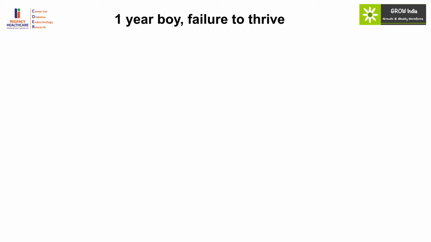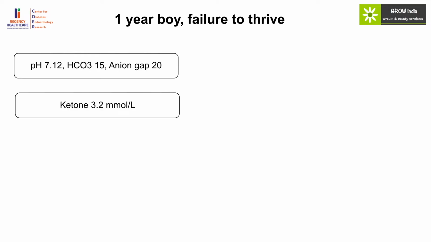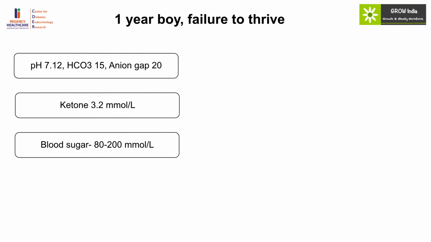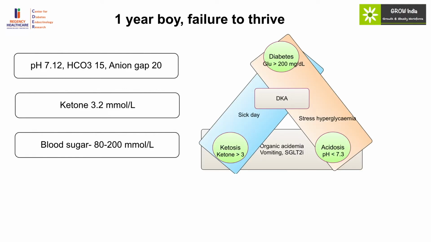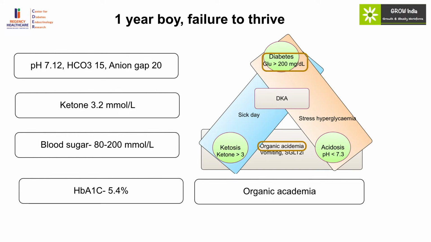This 1-year-old boy presented with failure to thrive, had metabolic acidosis which was high anion gap, had ketones, but blood sugar levels were varying between 80 to 200 without using insulin. So there is a child who definitely has in this setting ketosis and acidosis, but hyperglycemia is not very clear. So in this setting, one needs to be very careful in terms of possibility of organic acidemia, which was basically suggested because the HbA1c level was also normal, and further workup was confirmatory of organic acidemia in this setting.